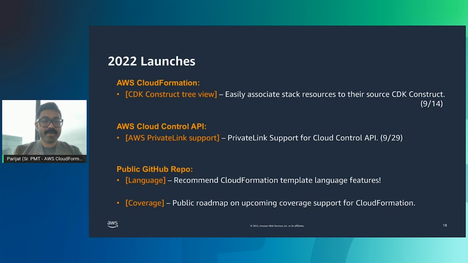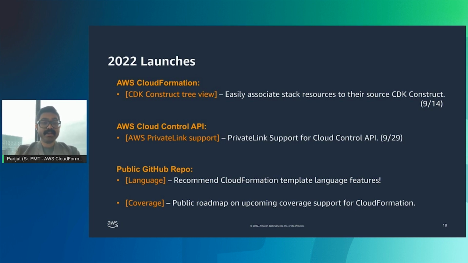And the final launch from CloudFormation that we are super excited about was the CDK construct preview. This just happened, I believe, a few months ago. Customers wanted to track or abstract all of the resources that were created using CDK, but there was CloudFormation under the hood, and they wanted to easily associate these stack resources to their CDK construct. And that's what the construct preview really helps our customers achieve. Within the Cloud Control API space, we are now supporting AWS PrivateLink support. My colleague will share a blog post with you, which will help you get started not only on Cloud Control API, but on the support for AWS PrivateLink.